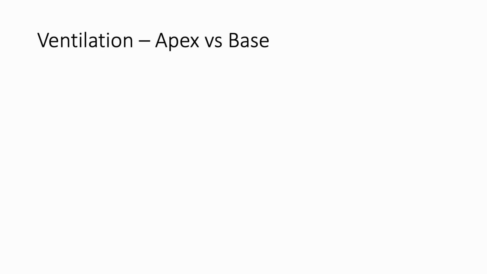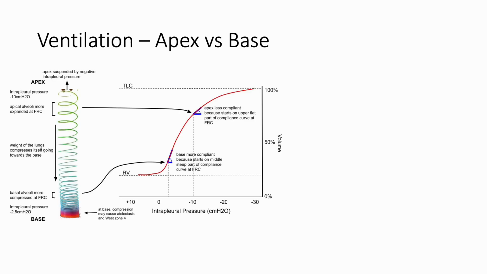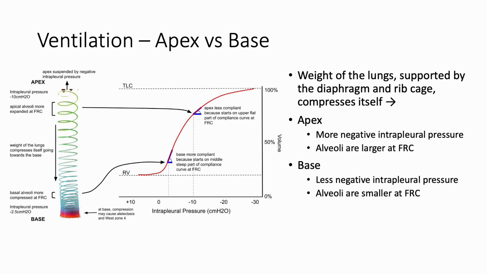What about ventilation? Why does that increase going from the apex to the base? This results from the weight of the lungs compressing itself, such that the apical alveoli are at a higher volume compared to the basal alveoli that are at a smaller volume. So the apical alveoli operate on the upper flatter part of the compliance curve, while the basal alveoli operate on the steeper mid part of the compliance curve.